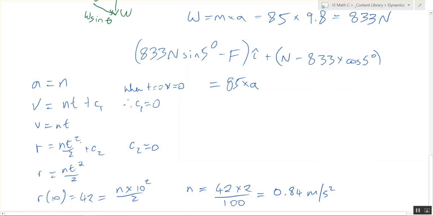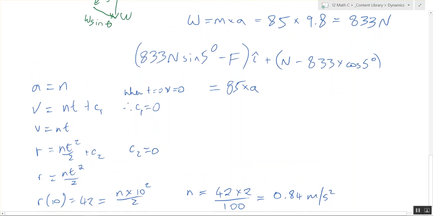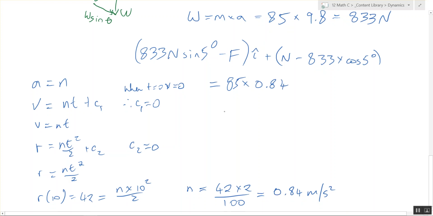So we found r by integrating, and that's the general equation for r. We then found the specific r, 42 when t equals 10, so we could find the constant acceleration, which is 0.84. So we can now put this into our equation. Then we sum the i's. I should have figured that out first. Sine 35.